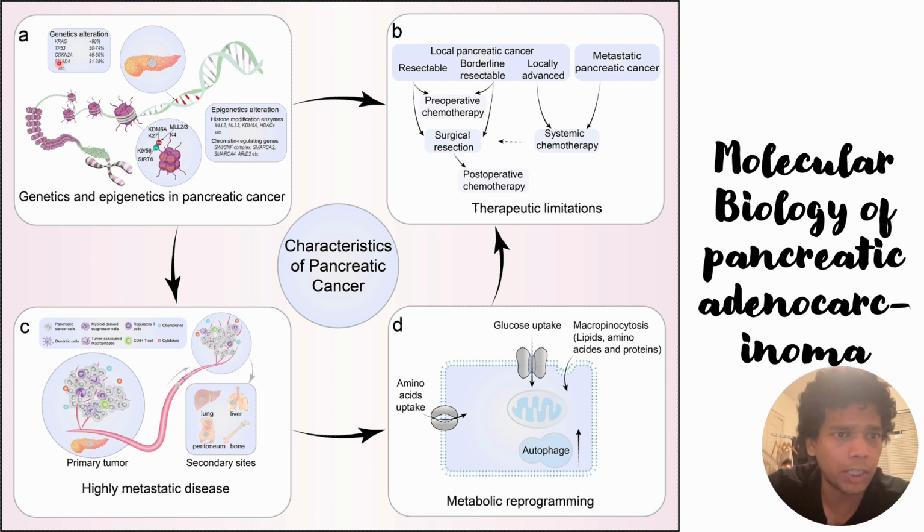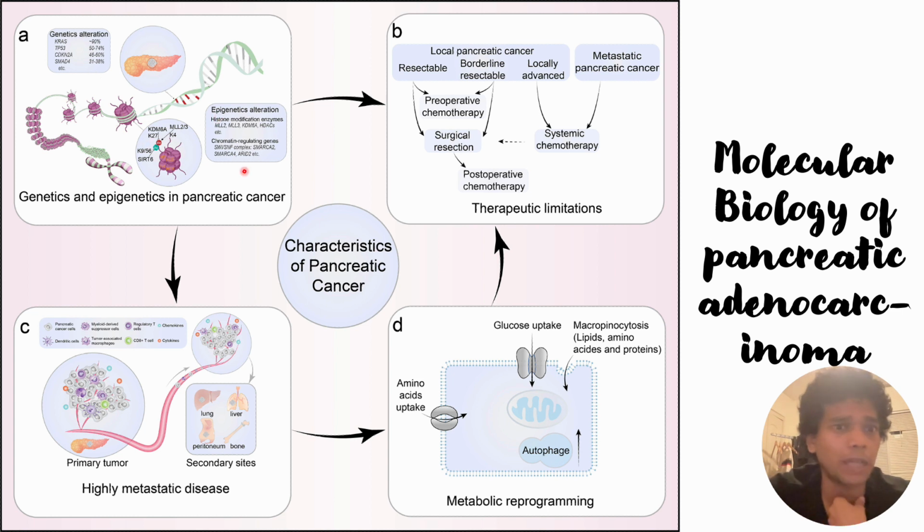Some of the major genetic alterations is the KRAS mutation that we covered in our last video, where 90% of pancreatic cancer patients have this KRAS mutation, whereas 50 to 70% of the patients have the TP53 gene mutation, and some of the other patients, around 45 to 50% and 31 to 38%, have the CDK24 and SMAD4 mutations respectively. Other mutations are also there, but they are present in low percentages.